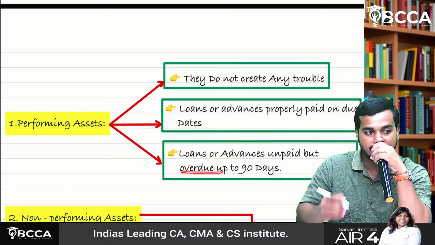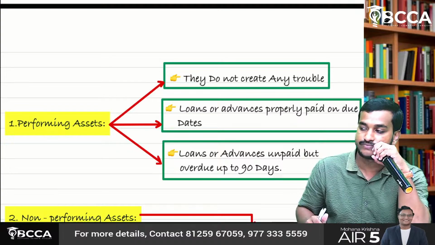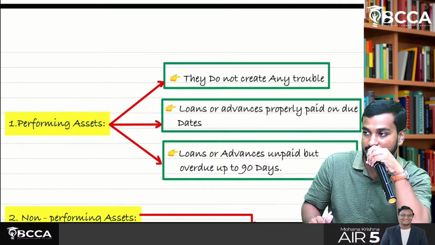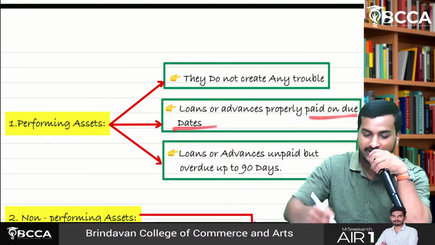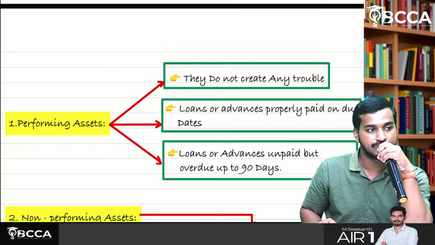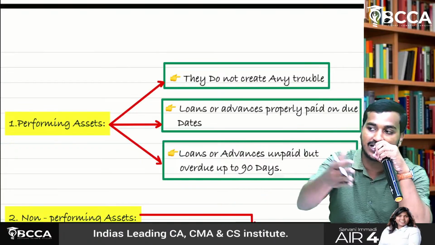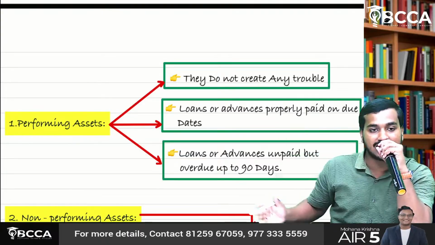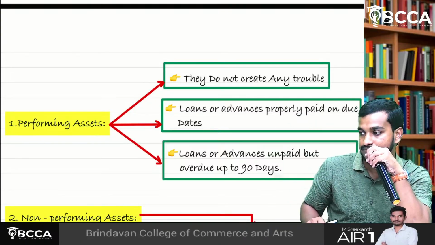Overdue means the due date is exceeded already. That means if you want to call one asset a performing asset, there are two criteria. One is if they pay on time, they are a performing asset. They have not paid on the due date, but 90 days is not yet crossed, they are called a performing asset only. If they cross 90 days, they will be shifted to another category.